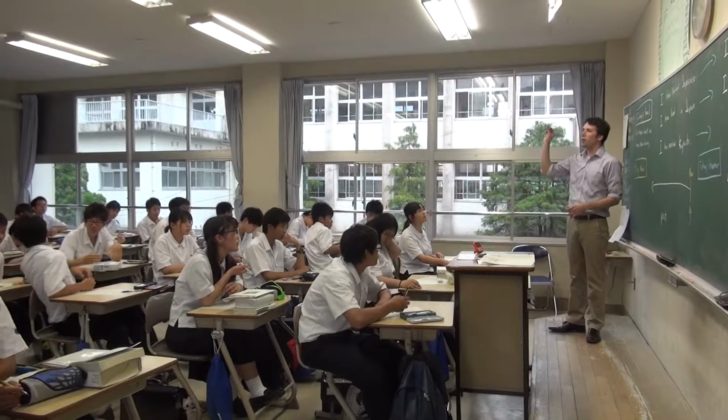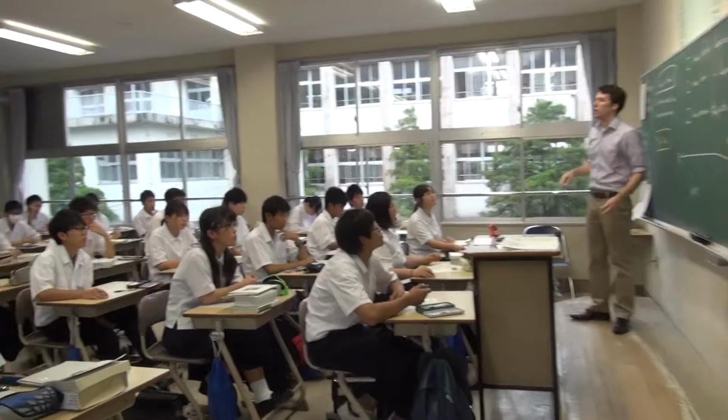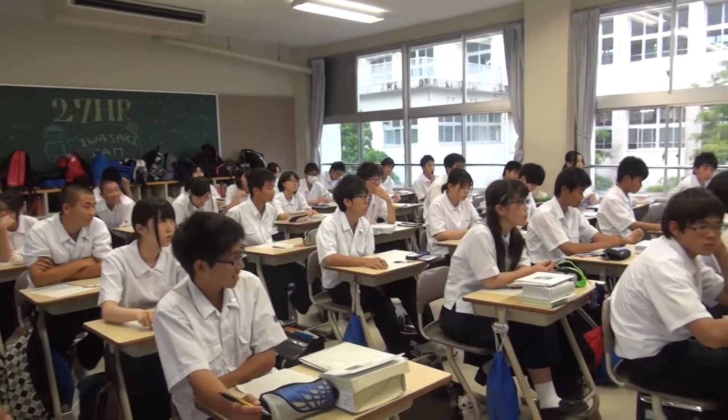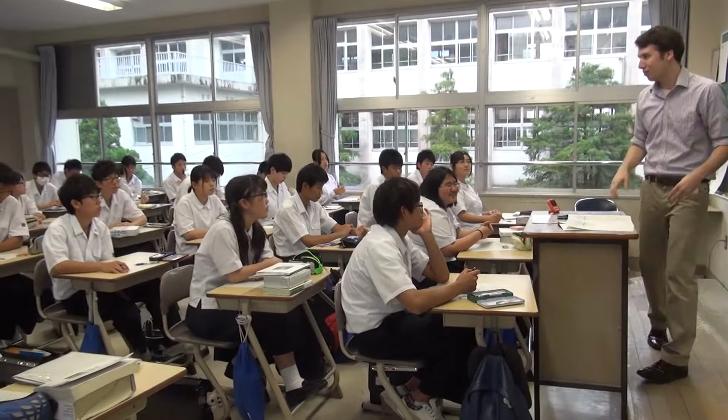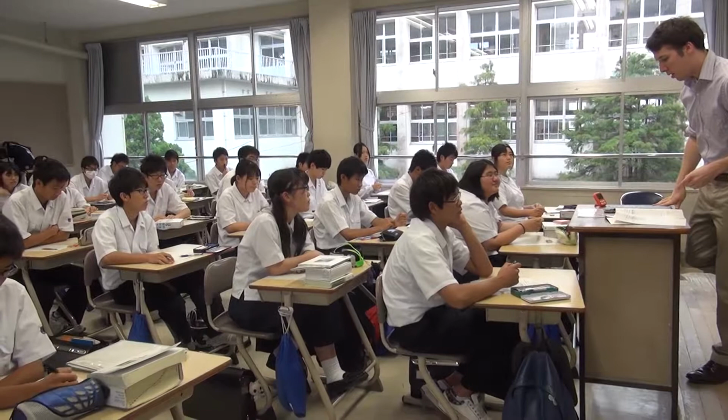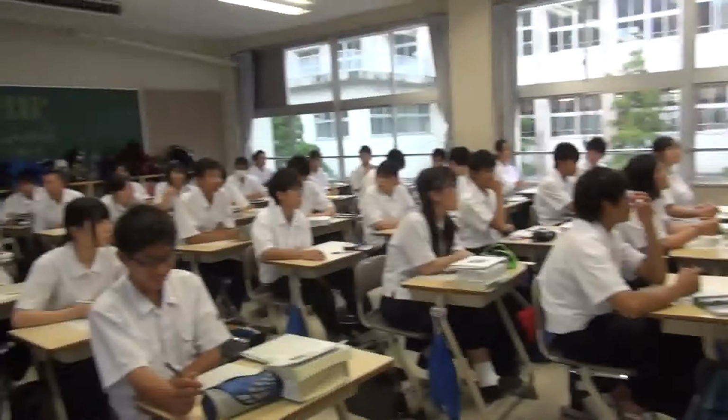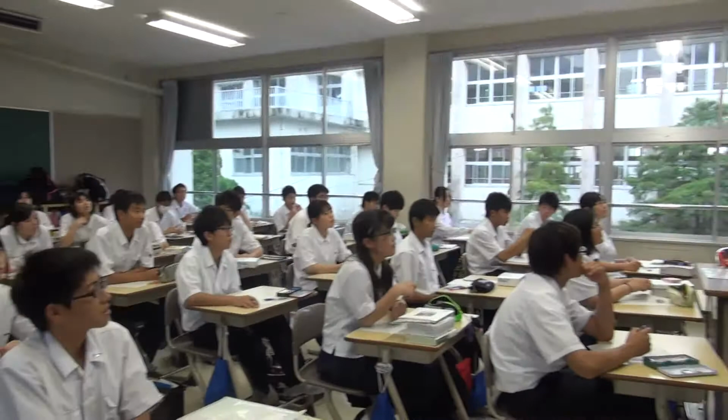Okay, listen up front. Who can tell me what is common in these three sentences? Anyone have a guess? Mizuaki? What do you think? Oh, very good. Yes. So the grammar we learned last time: have plus past participle, or in Japanese, kako bunshi. Very good. Give a hand.